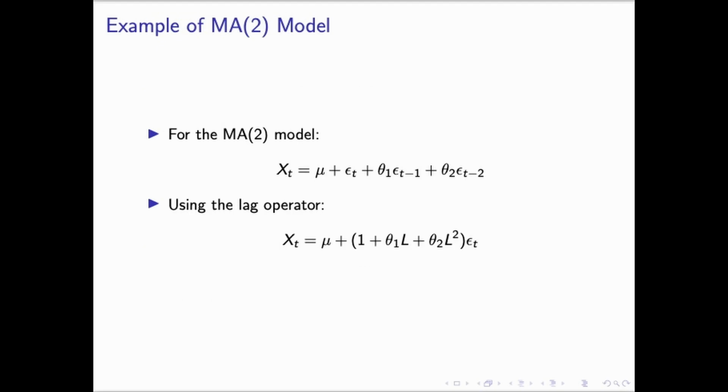To make this more concrete, let's look at an example of an MA(2) model, where the time series depends on just two past shocks. The MA(2) model can be written as x_t equals mu plus epsilon_t plus theta_1 times epsilon_{t-1} plus theta_2 times epsilon_{t-2}. Again, applying the lag operator, we write this as x_t equals mu plus (1 plus theta_1 L plus theta_2 times L squared) epsilon_t.